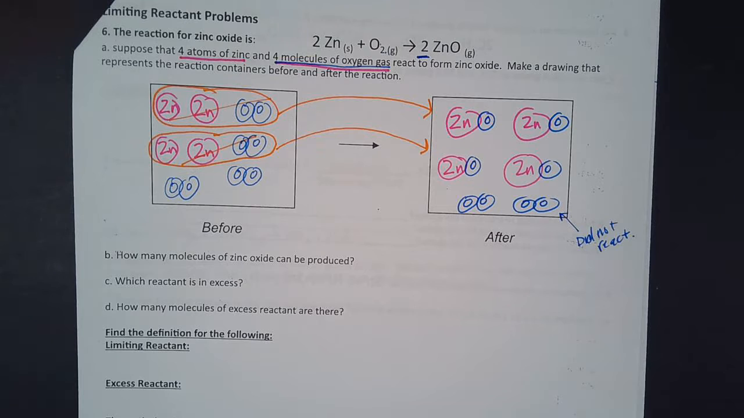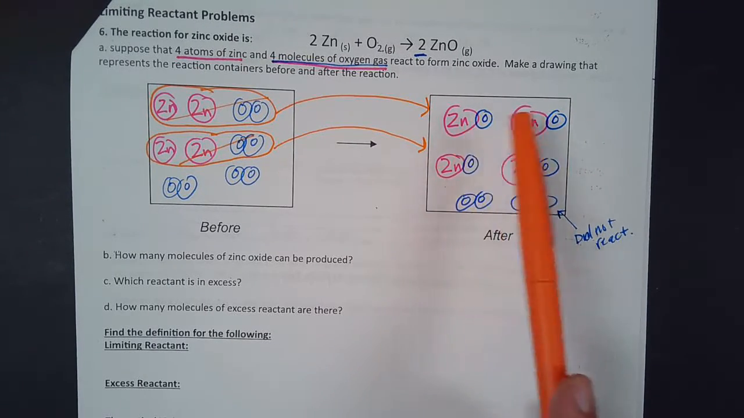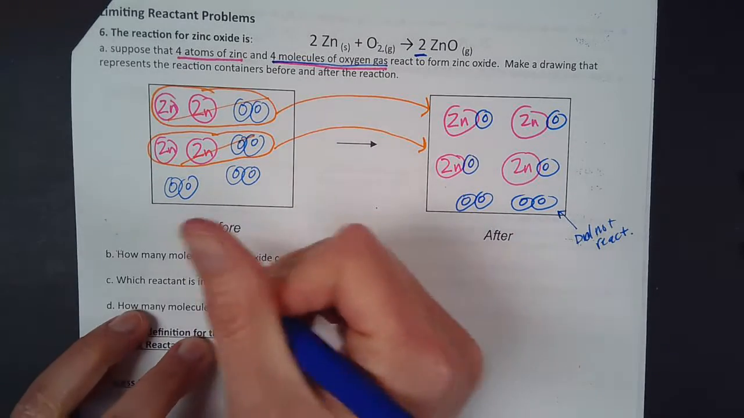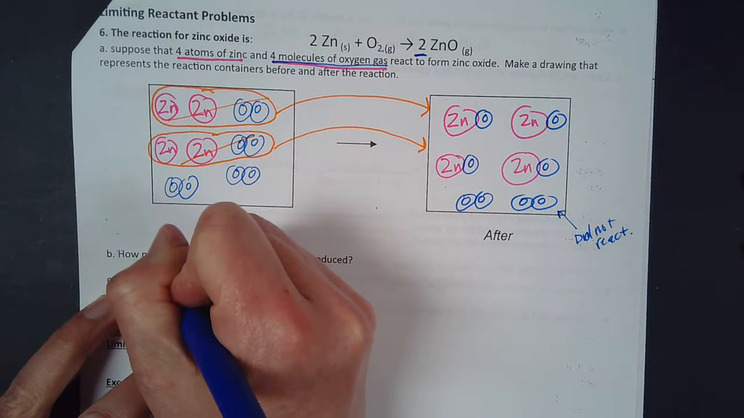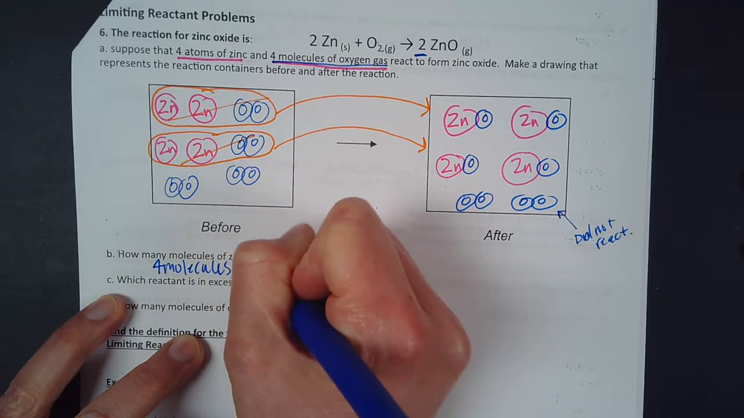Okay, so look at B. How many molecules of zinc oxide are going to be produced? 1, 2, 3, 4. 4 molecules of zinc oxide. So I'm going to put it right here. 4 molecules zinc oxide.